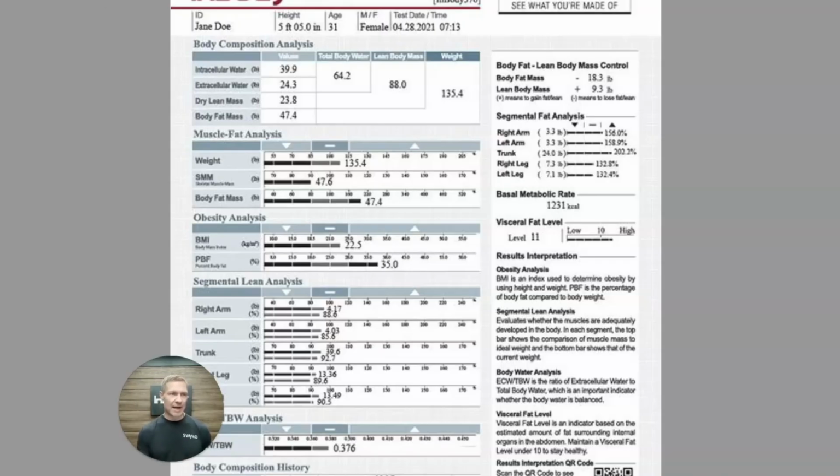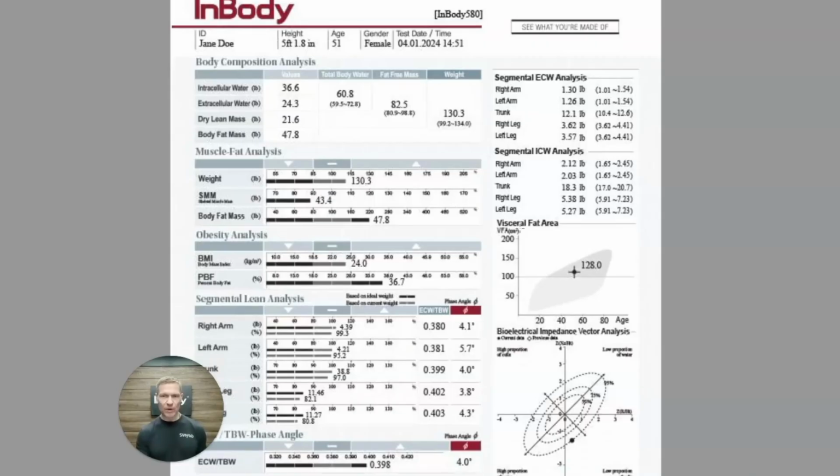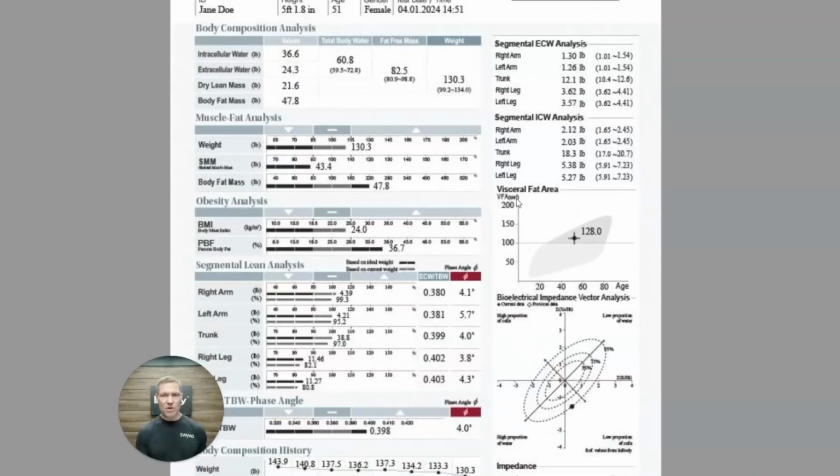And so if we look at the 580, for example, we don't have visceral fat level, we have visceral fat area. And what this is saying is that as we age, we would generally expect there to be an increase in body fat. But our goal is to stay under this midline, under 100. 100 is the equivalent of 10 for visceral fat level. This is just a more granular view. Instead of looking at it as a level, it's measuring it in centimeters squared.